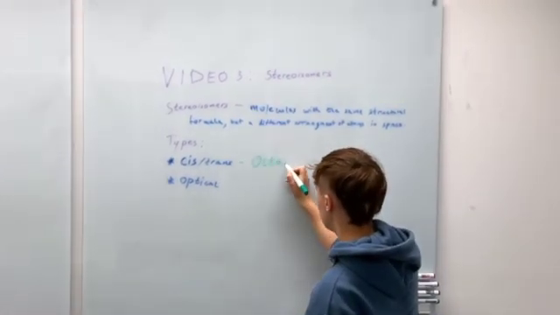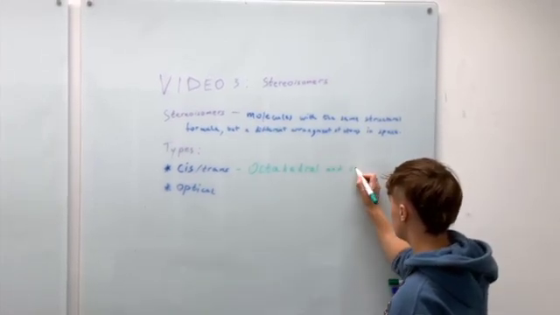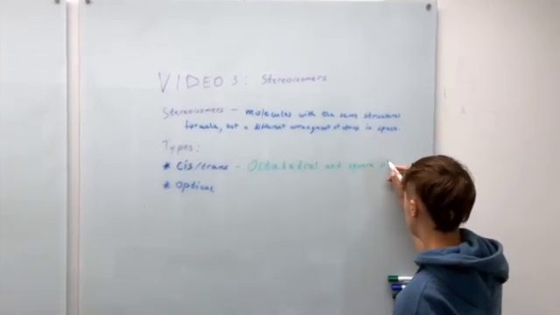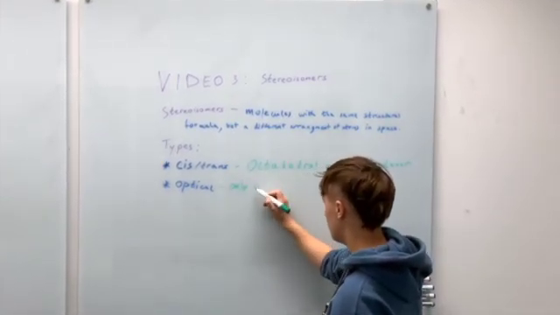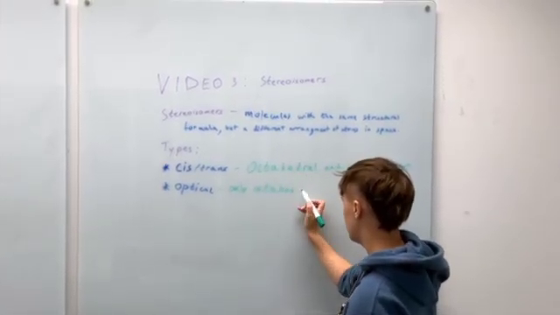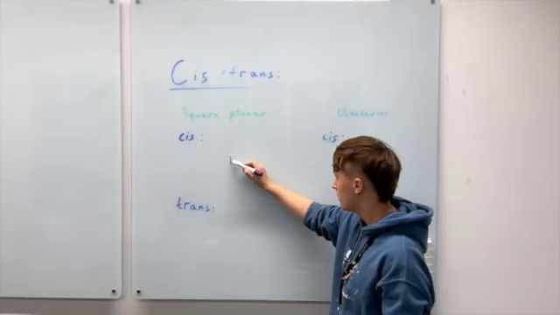Cis-trans, also known as E/Z if you're fond of German, is present in both octahedral and square planar complexes. Optical isomerism is exhibited only by octahedral complexes, as square planar complexes have a line of symmetry. And then there's also mer-fac, but we're not going to be looking into those just yet.